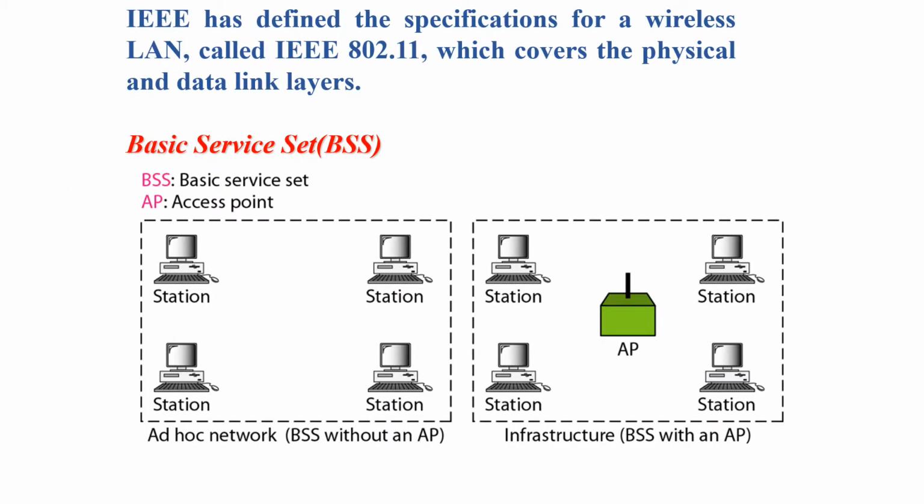IEEE has defined the specification for a wireless local area network, called IEEE 802.11, which covers the physical and data link layers. The standard defines two kinds of services, the basic service set and the extended service set. Basic service set.